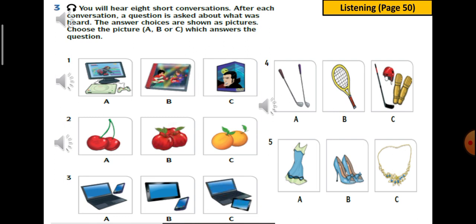Right, so that is the recording for question 1. Once you have identified the correct answer, circle your answer. Right, circle your answer, whether it's A, B, or C. All right, let's move on to question 2. Are you ready? All right. 2.